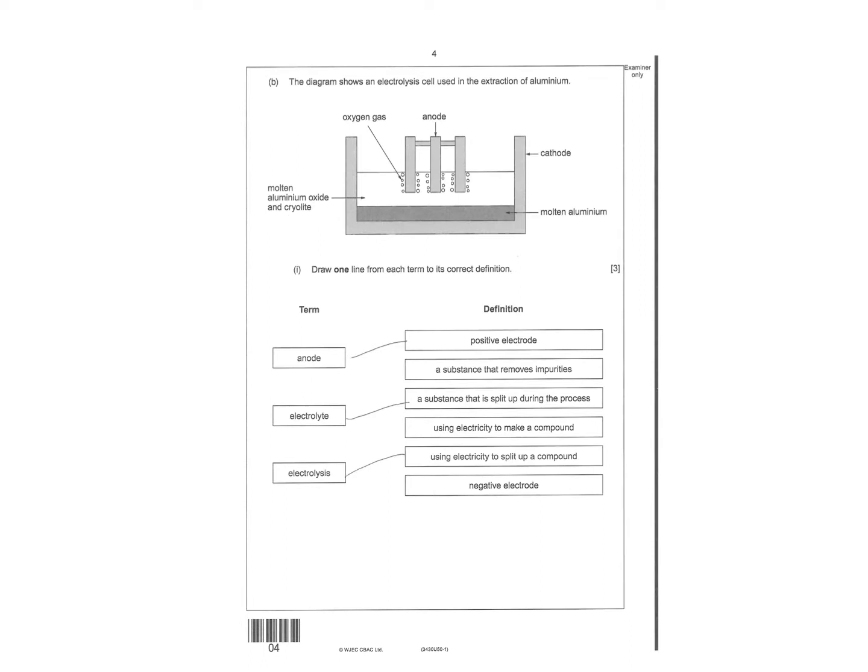Then again, definitions. What would have maybe helped some people is writing PANIC down the side. That would have helped you because it would have gone positive anode. That's the positive electrode. Electrolysis is just the process of using electricity to split up a compound. Electrolyte is a substance that is split up during the process.